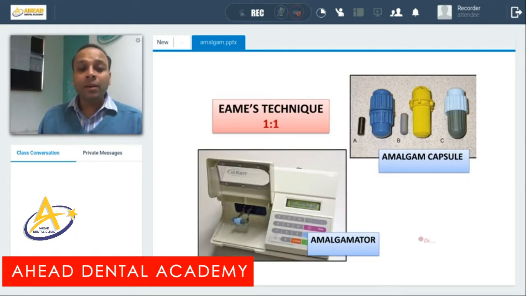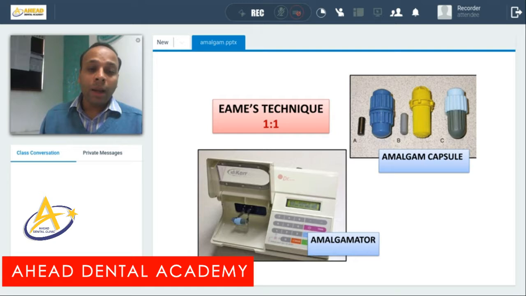Now the other way of mixing is by the amalgamator. What you can see is your amalgamator. Here you can see your amalgam capsule. In the amalgam capsule, in the center there is a diaphragm. On one side there is mercury, on the other side there is alloy. Both mercury and alloy are in the ratio of 1:1, and this is known as your Eames technique. Basically, an equal amount of mercury and alloy is there.